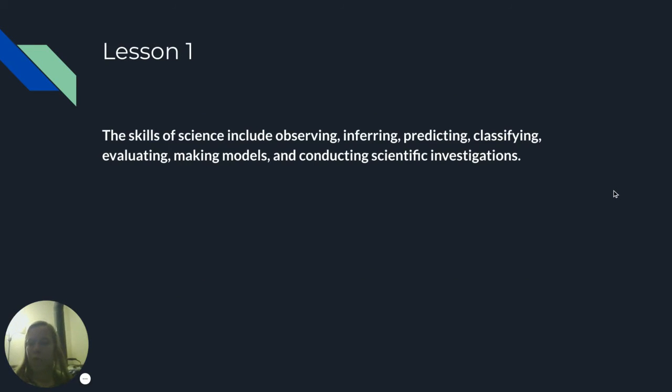So quite a bit of vocab from these 2 chapters. From lesson 1 of chapter 10, our key point: the skills of science include observing, inferring, predicting, classifying, evaluating, making models, and conducting scientific investigations.